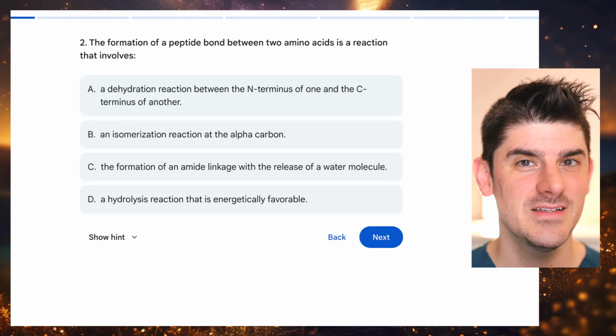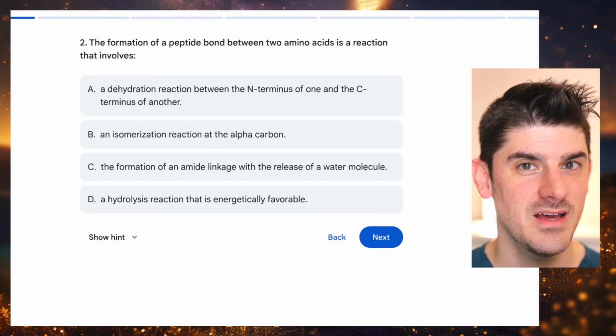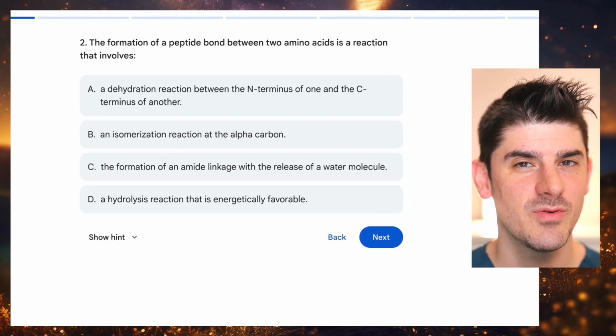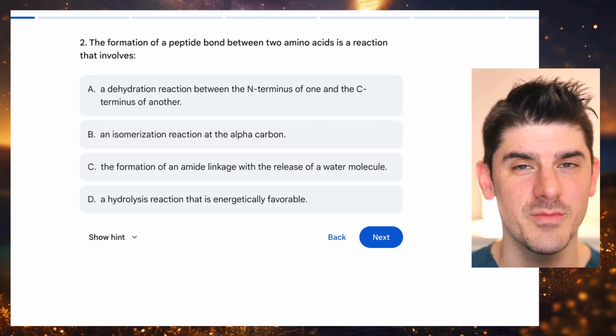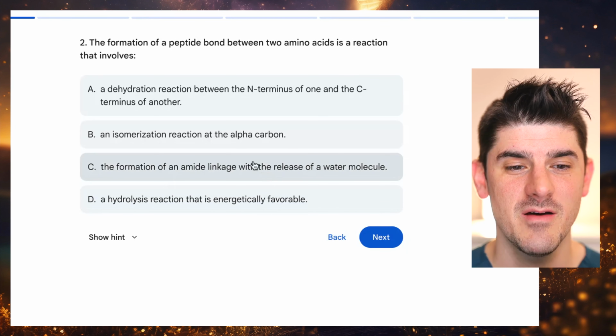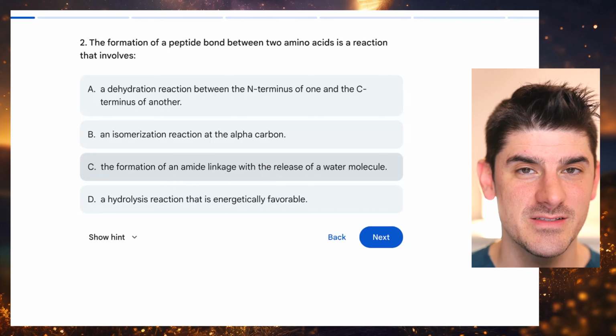What do you think? In this case, this is describing a classic amino acid polymerization, which is performed by dehydrating and removing a water molecule, forming an amide bond. This is best described by answer choice C.